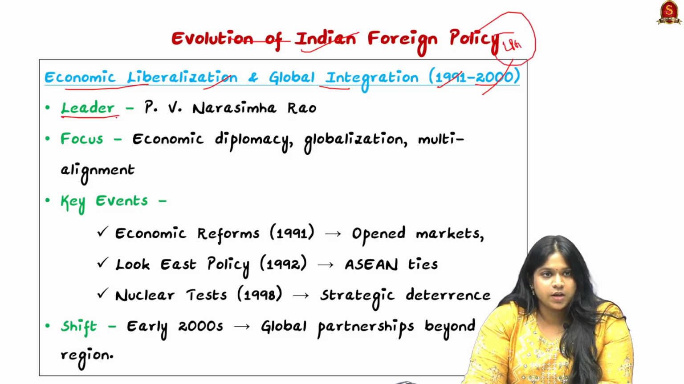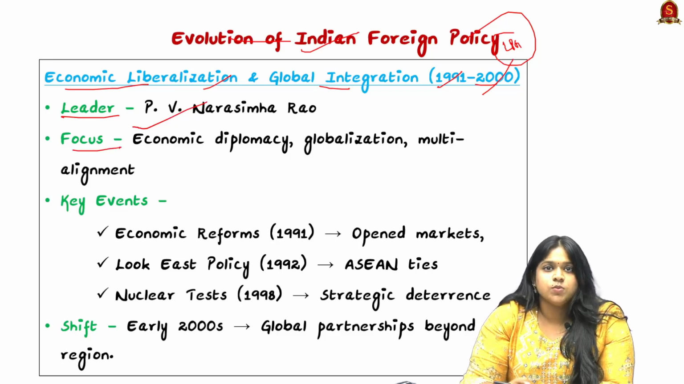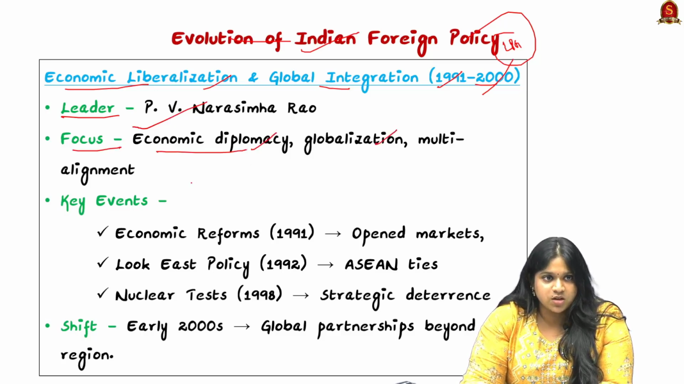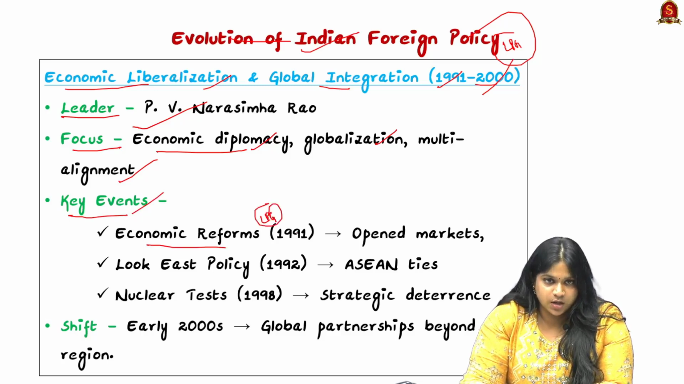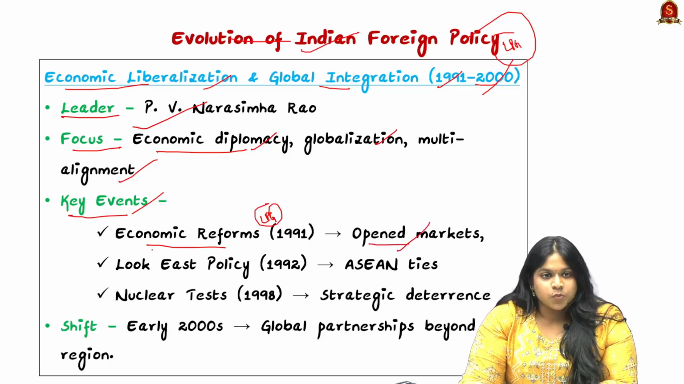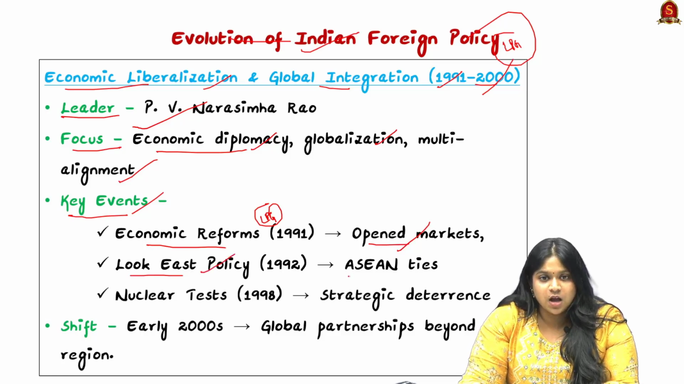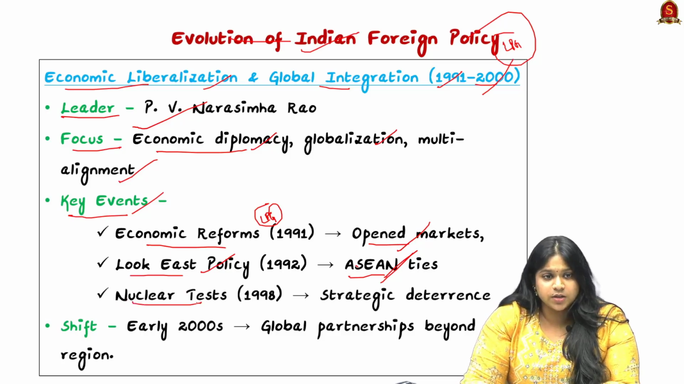Here it was led by PV Narasimha Rao, and the focus was more on economic diplomacy, globalization and multi-alignment. From non-alignment, we have moved as a country forward to multi-alignment, and it involved key events such as the economic reforms which happened in 1991, such as the LPG, where we opened markets, and the next key event was the Look East policy, which enhanced the ASEAN ties, that is the Association of Southeast Asian Nations. And again we did a nuclear test in 1991 to enhance our strategic deterrence.